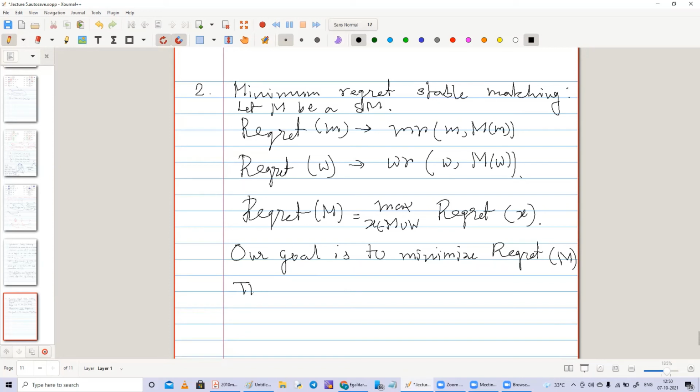So there is a polynomial time algorithm. This is basically a faster one than the previous one. This one runs in order M time, and the previous one had a running time of order M square.